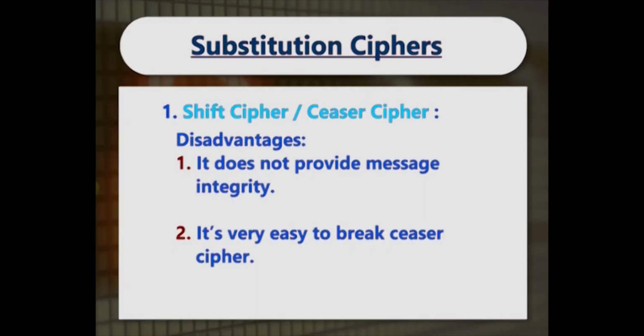Now, there are some big problems associated with the Caesar cipher. Like I said, it is the most basic cipher that exists. The problems with the Caesar cipher are that it does not provide message integrity, and I will explain what that means in a second, if you do not know what it is. The other issue is that it is very easy to break. If I am trying to send a message to my friend and someone somehow manages to see that message, that person would be able to decrypt the ciphertext very easily.